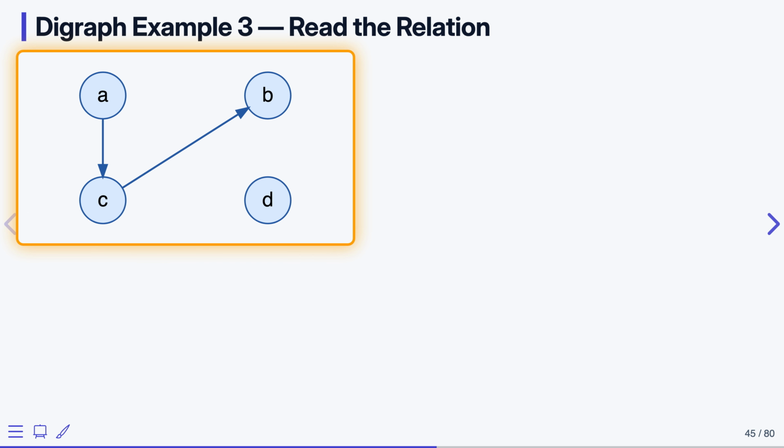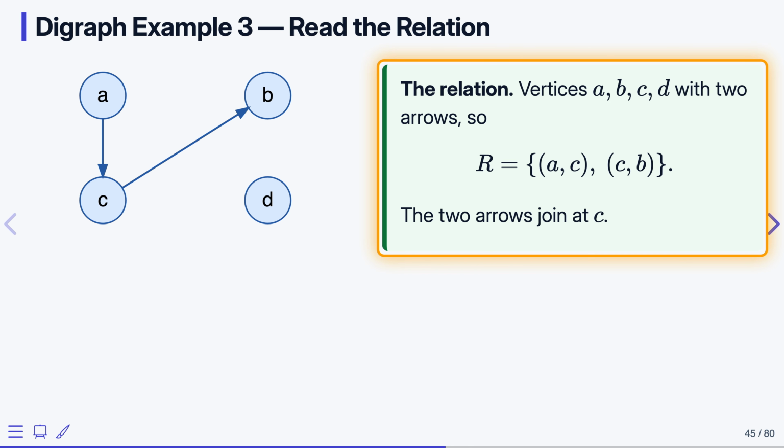This is a third digraph, again with 4 vertices. Follow the arrows. One arrow goes from A down to C, the other goes from C up to B. So the relation holds 2 pairs, AC and CB. Notice something important. The first arrow ends at C, and the second arrow starts at C, so the 2 arrows join head to tail. That means we can walk a 2-step path, from A through C to B. Remember that when we test transitivity. Again, there are no loops, and vertex D takes part in nothing.